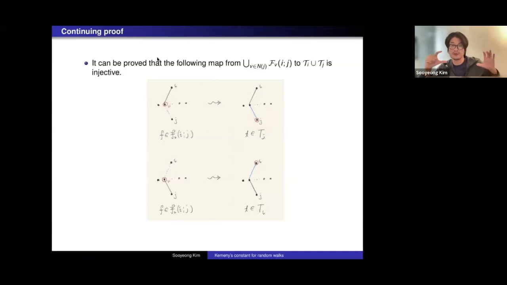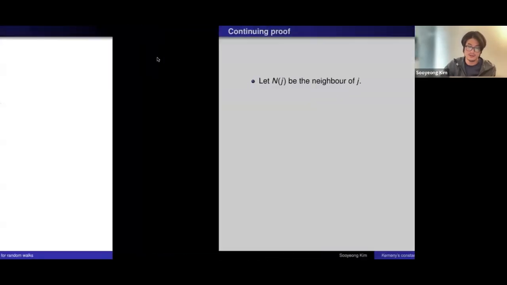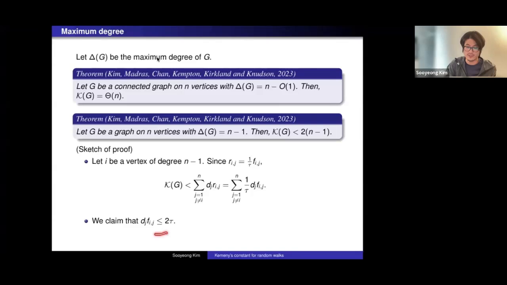So you can verify that this map is well defined, and you can also prove that this is injective. By proving that, we can prove this inequality. Therefore, we have this upper bound. A similar idea is applied here, so we can prove this upper bound as well.